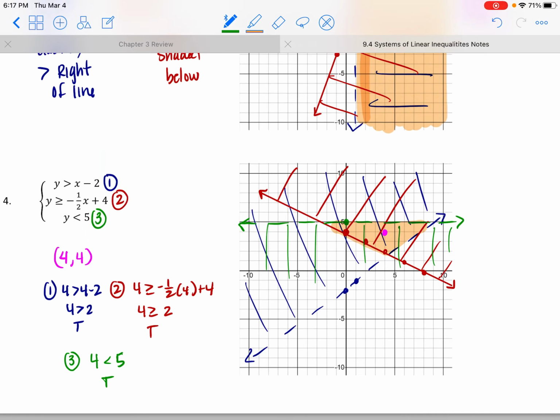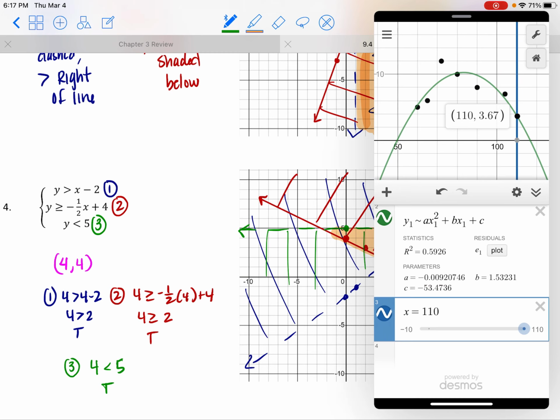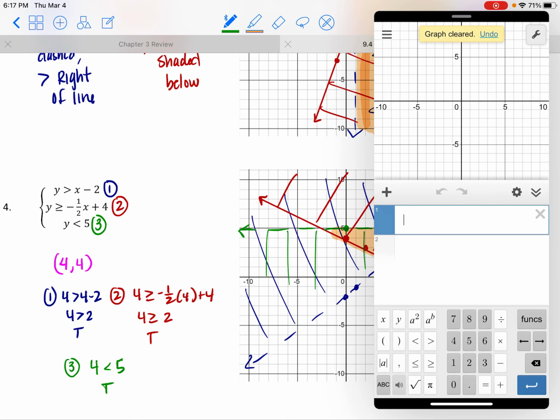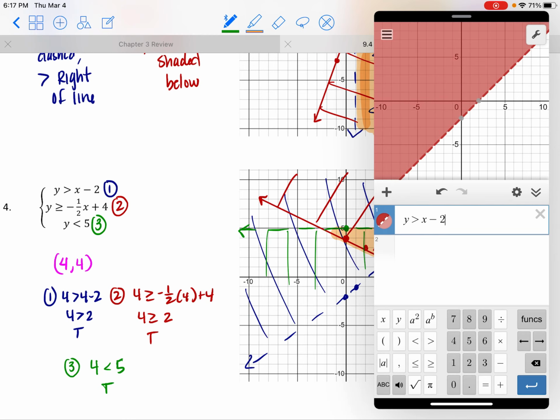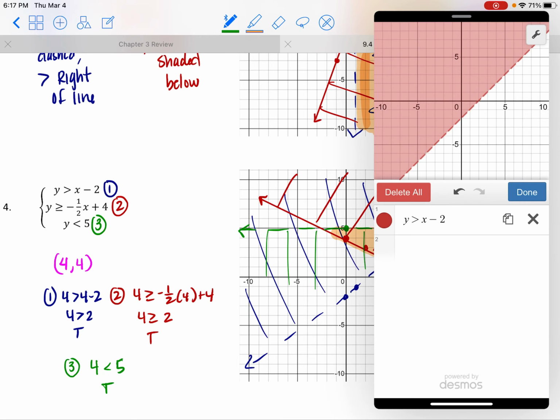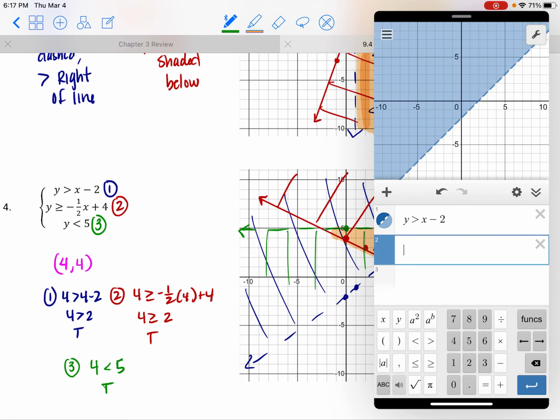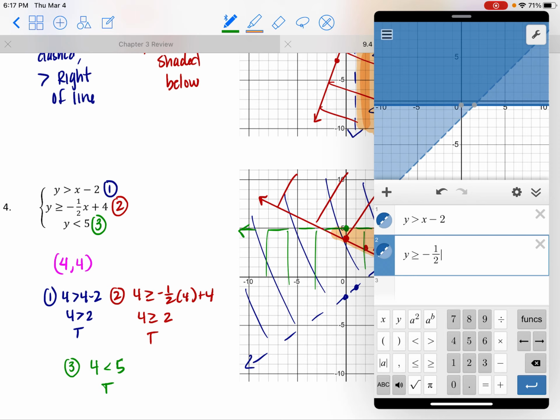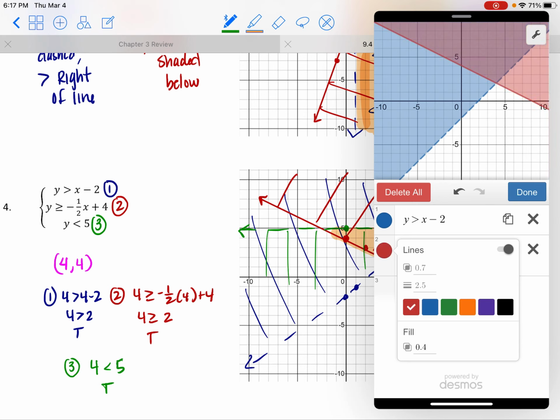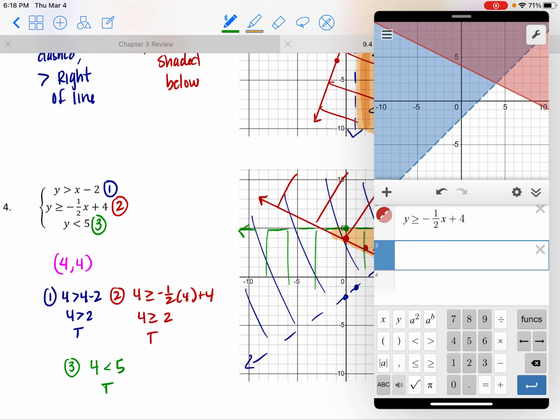Okay. Now I didn't mention this earlier, but Desmos is also really great at doing this. Let me just show you. You can graph these systems. It will do all the shading and everything for you. So if you want to confirm your work, here it is in Desmos, y greater than x minus 2. There's the blue one that we did. Here, let me color coordinate with what I did. Okay, there's the blue one that we did. And then we said in red, y would be greater than or equal to -1/2 x plus 4. And let's make that the red. There's the red one that we did. Okay, and then one last one, we said that y was going to be less than 5.